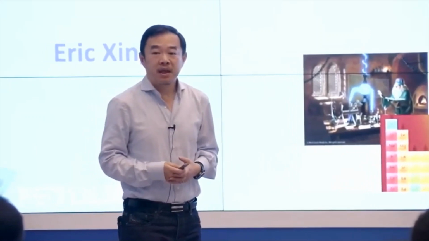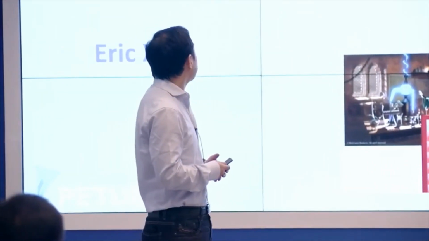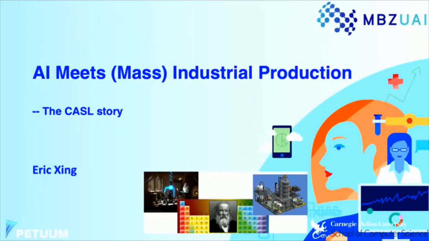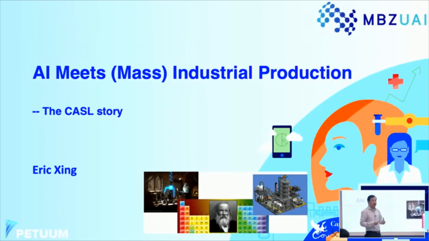Then coming down to this particular workshop, you may wonder why it is called a Castle workshop. What does Castle really mean? So I want to begin by telling you the Castle story. The story is really about enabling AI meeting industrial production, in fact, mass industrial production. And I want to give you a flavor of how this whole effort was incepted and also grew over the past few years.